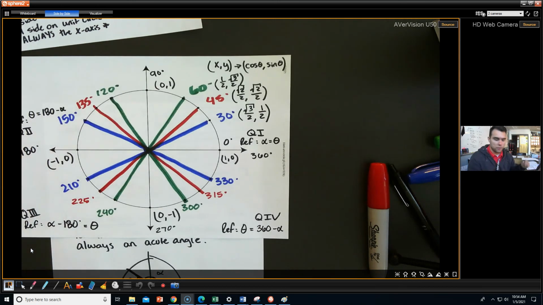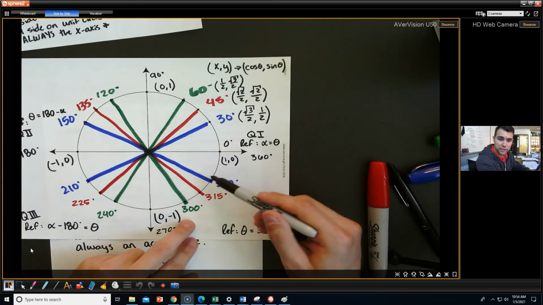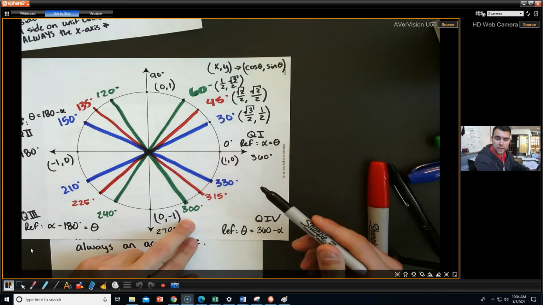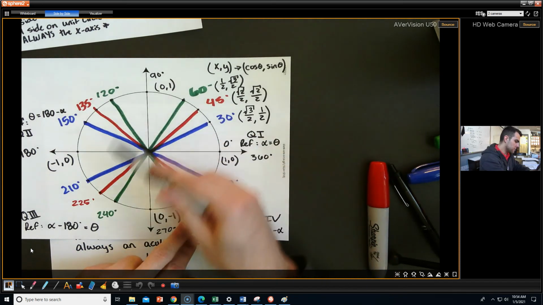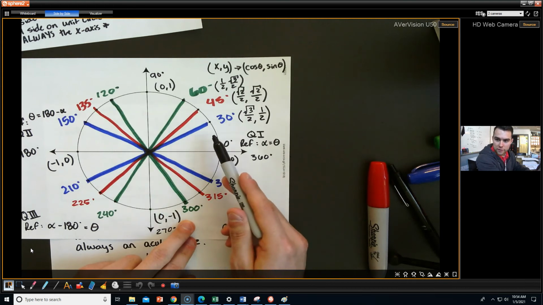Let's test it out. If this is my blue reference angle, technically it should be 30 degrees. And so if I go all the way around to 330 degrees, I'm going to do 360 minus 330. I'm going to get back to my reference angle of 30 degrees.